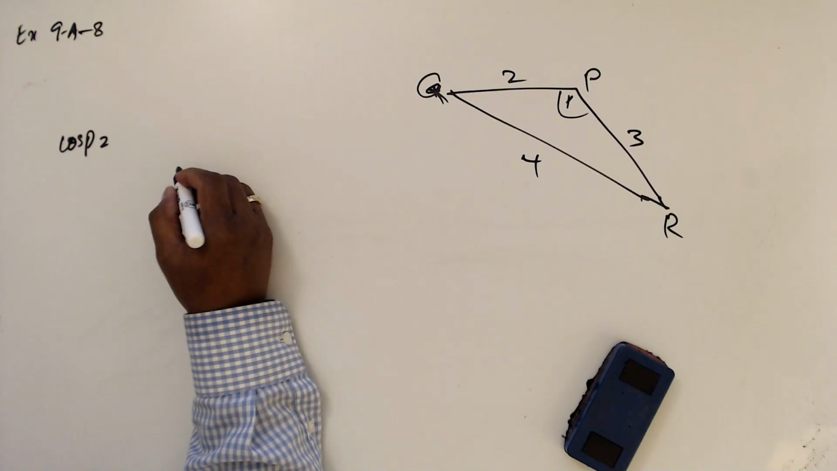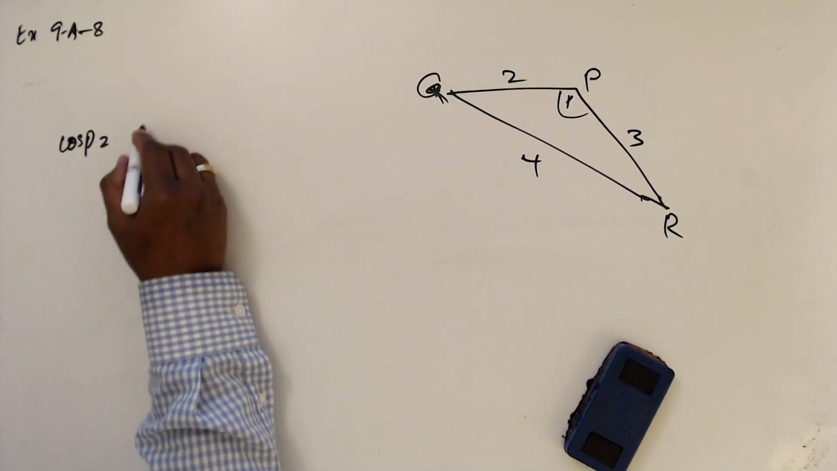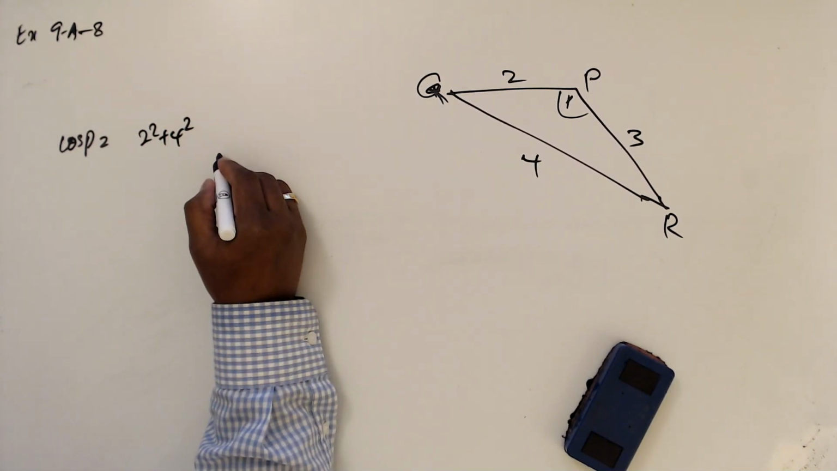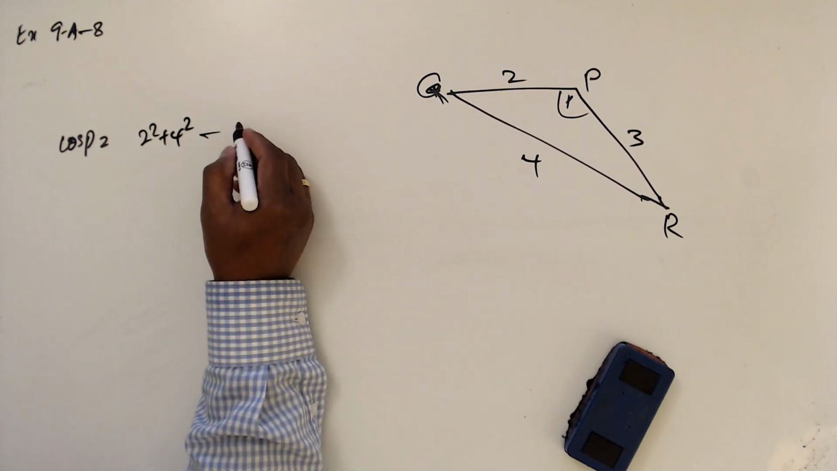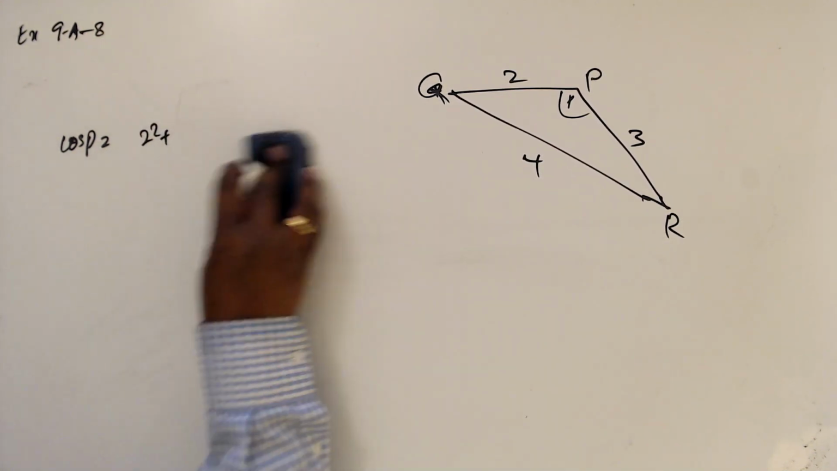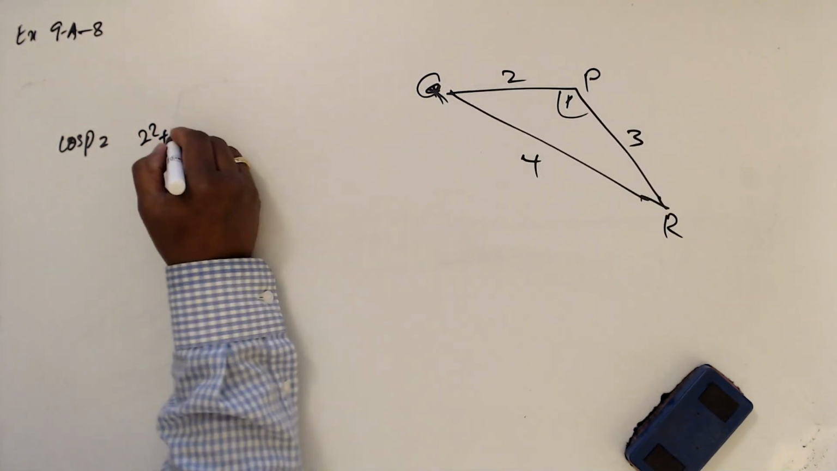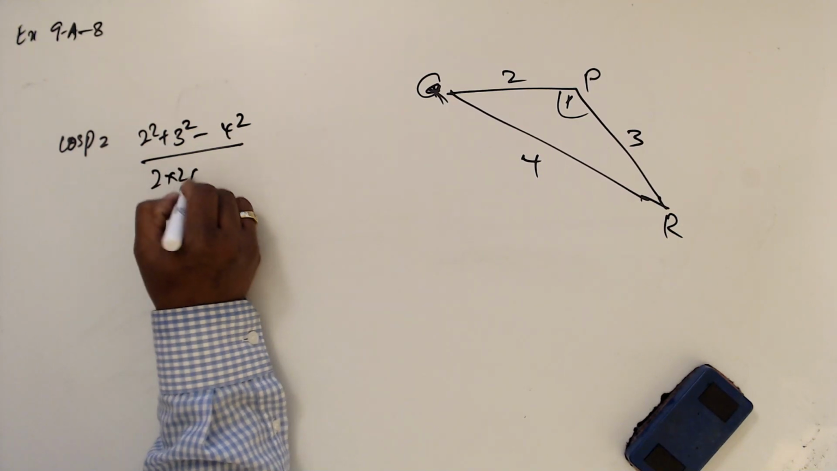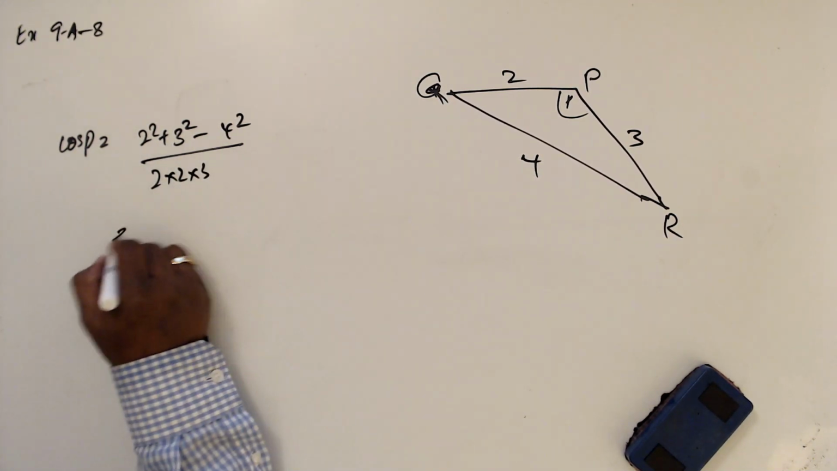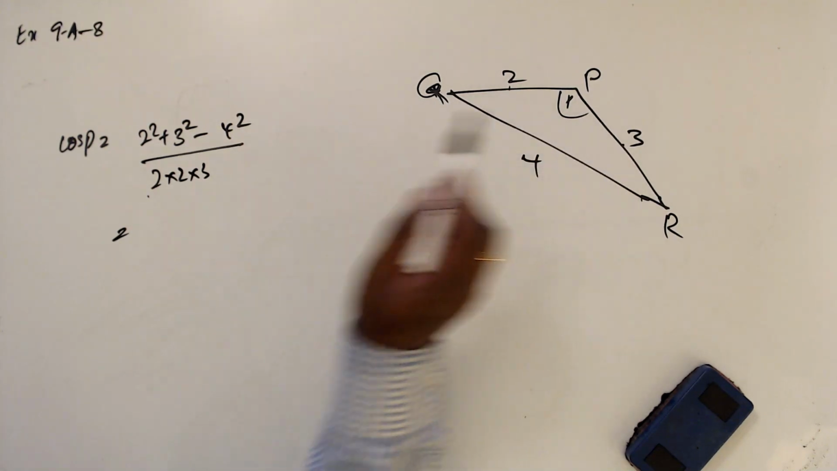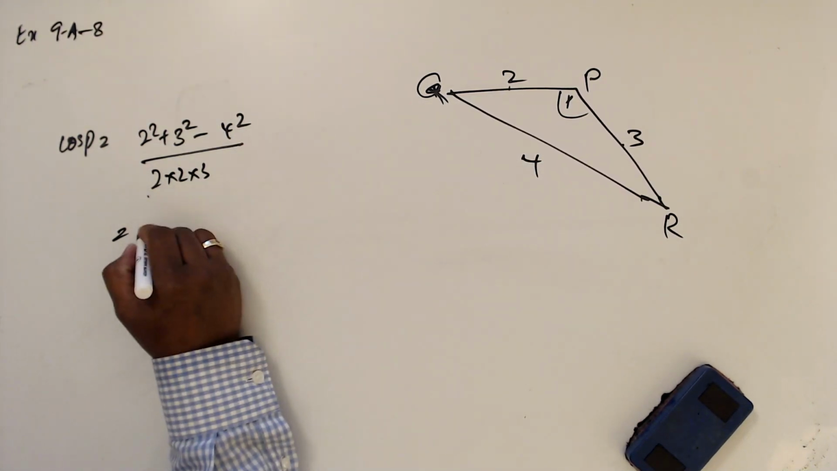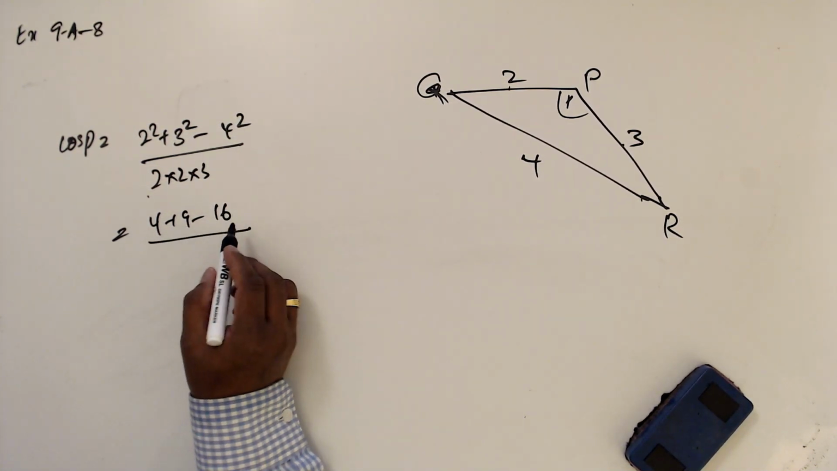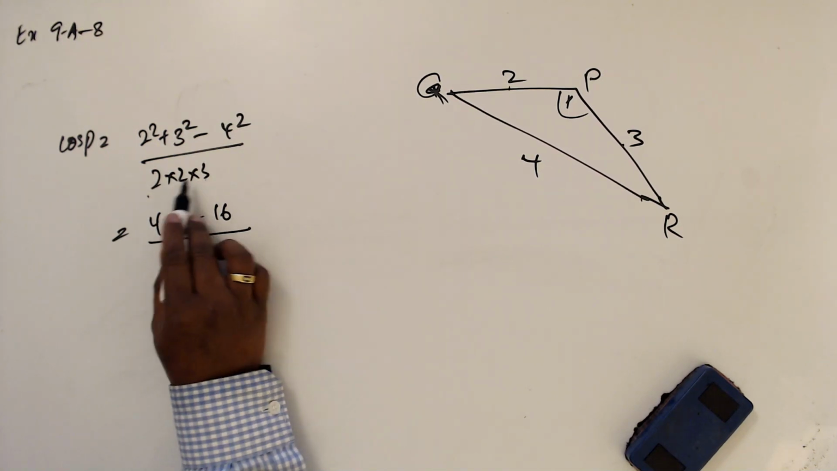Cos B is going to be 2 square plus 3 square minus 4 square over 2 times 2 times 3. So 4, 9, 16, over 12.